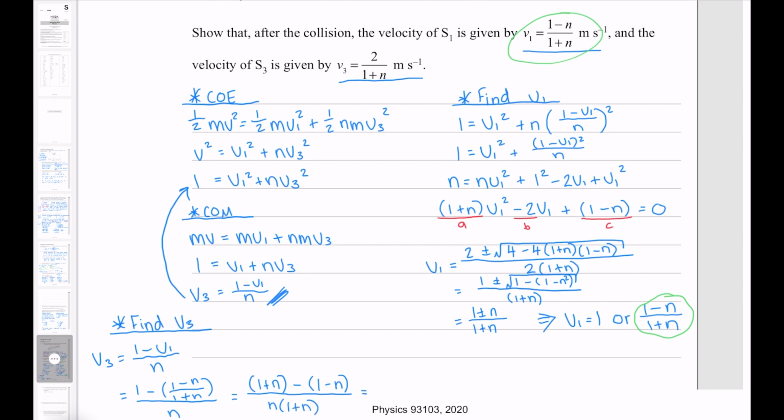Simplifying that down, we get 1 minus 1, which is 0, and n plus n, because we have two minus signs there, which gives us 2n on the top. Dividing our n's out, we're left with 2 divided by 1 plus n, which is precisely what we're trying to find.